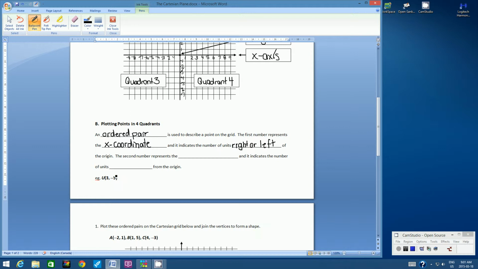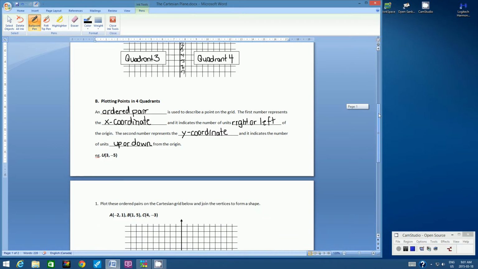The second number, -5, represents the y-coordinate, and it indicates the number of units up or down from the origin. Let's look at some examples of questions that I'm going to ask you.